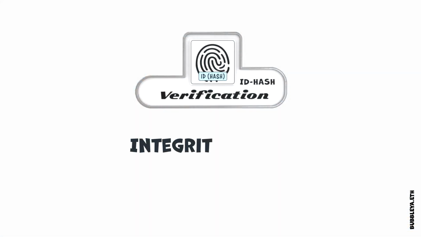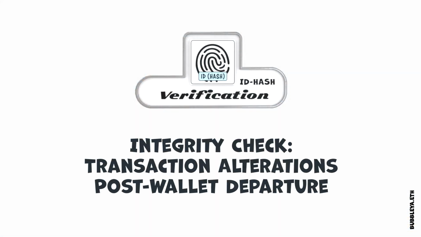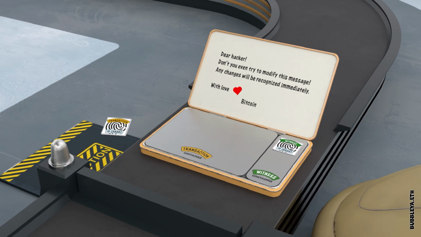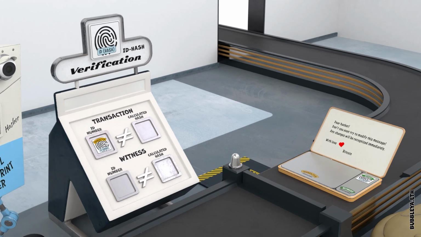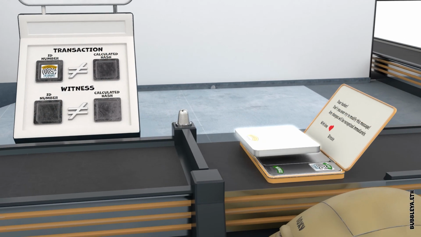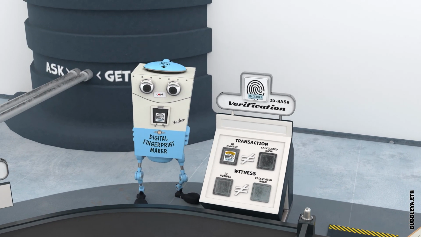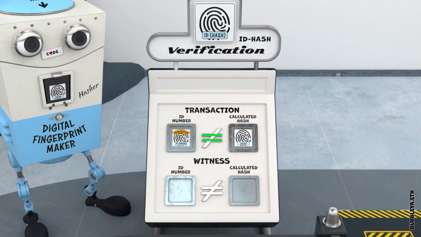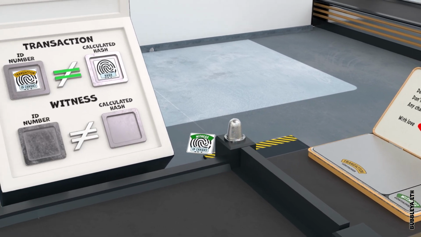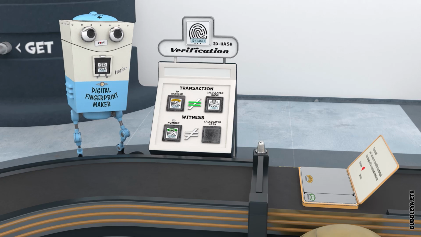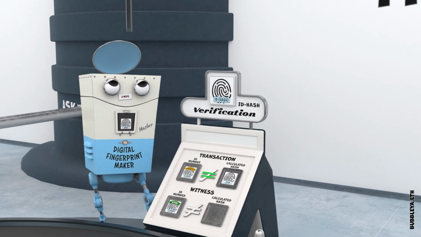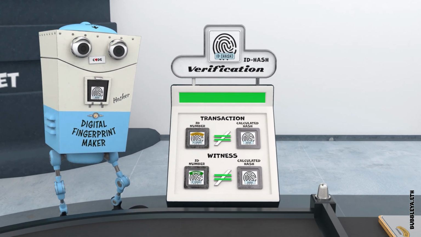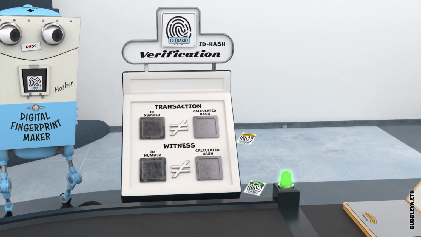In the first step, we check if the transaction has changed since it left the wallet. For this reason, we compare the ID number of the transaction box with its newly calculated hash. If the numbers are equal, the box's content is authentic. In the same way, we also check the ID of the witness box. Both IDs are identical, so the transaction passed this verification and may move to the next step.